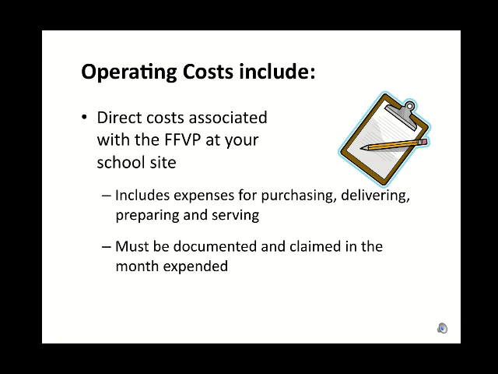For example, if oranges are purchased on the last day of September to be served in early October, the oranges must be claimed for reimbursement on the September claim. It's not a matter of when the fruits and vegetables are served. It's the invoice date that determines the month the item must be claimed for reimbursement.